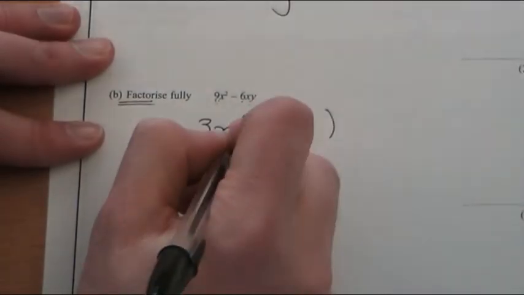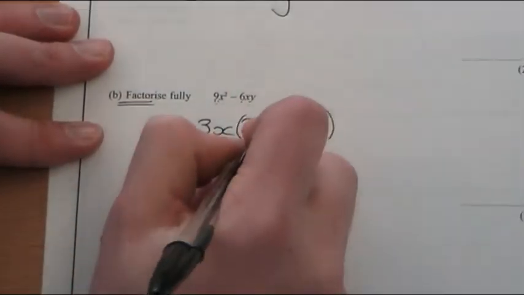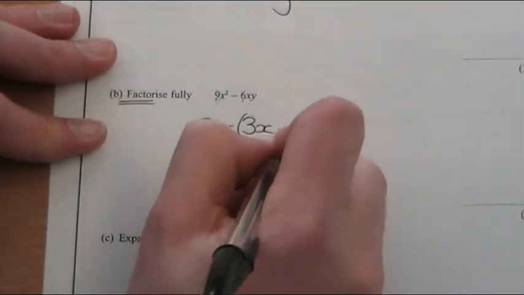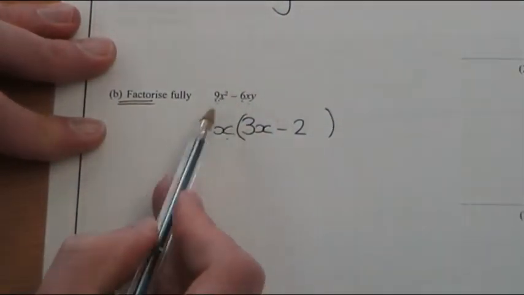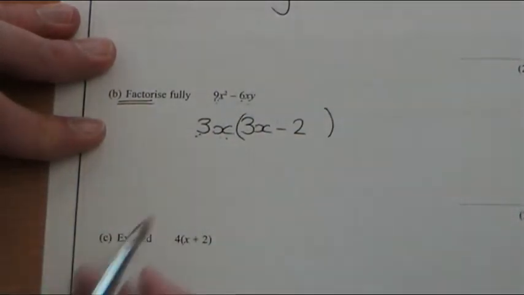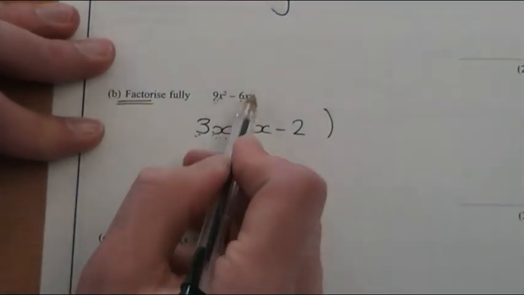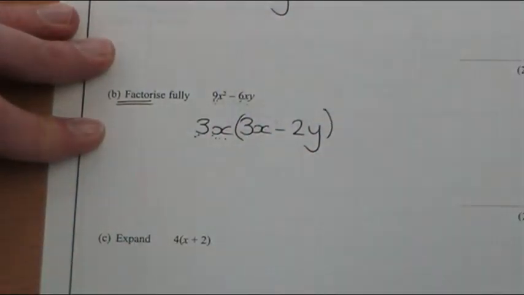Well, 3 times 3 is 9, and x times x is x squared. 3 times 2 is 6. Well, I should say 3 times negative 2 is negative 6. X times, well, I don't need anything else, I've already got the x. And x times a y would give me 6xy.